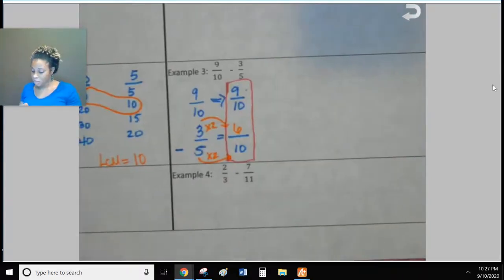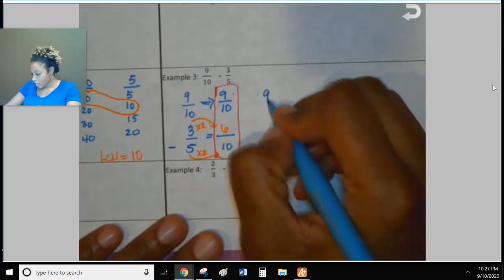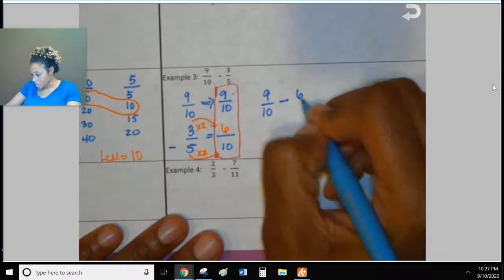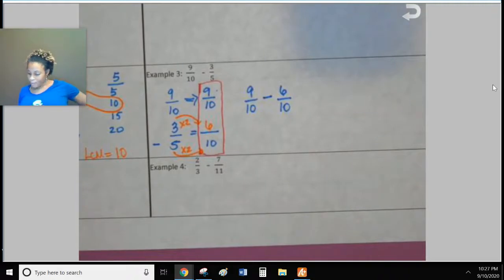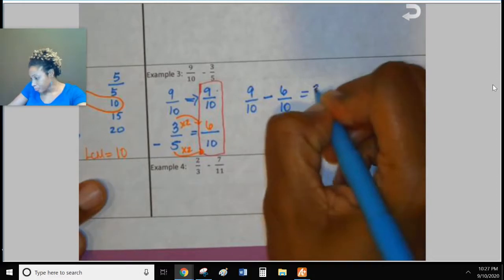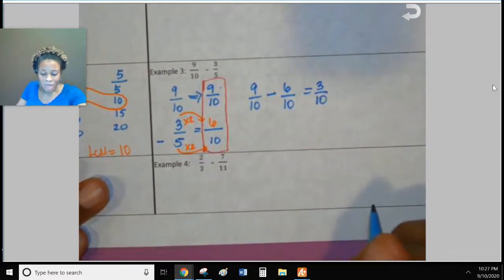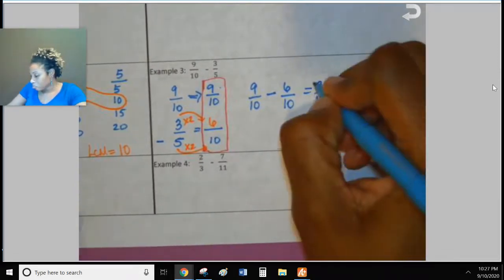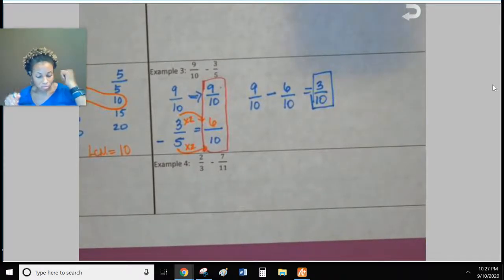And now I can subtract these. 9/10 minus 6/10. Awesome sauce. So 9 minus 6. All I have to do is subtract the numerators. 9 minus 6 is 3. And my 10 stays the same. I did a lot of work to get that 10. I'm keeping it. 3/10. It can't be simplified. We're done. That's it. It is over.